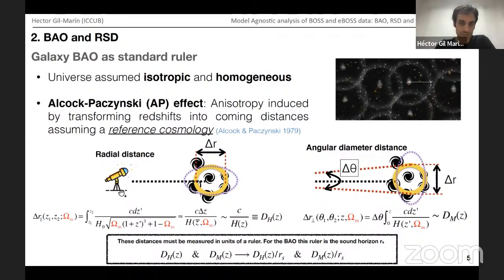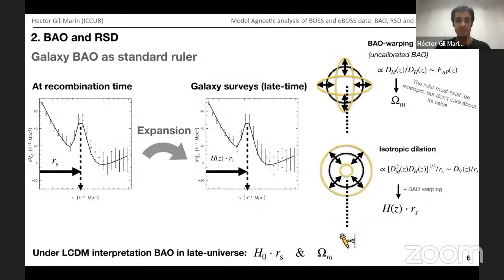These two distances, along the line of sight and across the line of sight, I am going to refer to as H and M. In reality, because we need to know the exact size of the ruler, and in principle we are not going to assume it, we express these distances in units of the ruler, which is the sound horizon scale, r_s in this case. So by transforming redshift into distances, we can define these two parameters related to the Alcock-Paczynski effect, and these are going to be our parameters of interest.